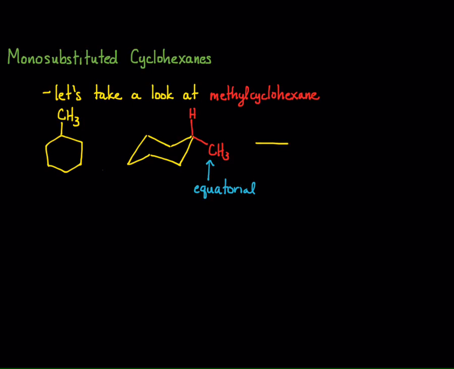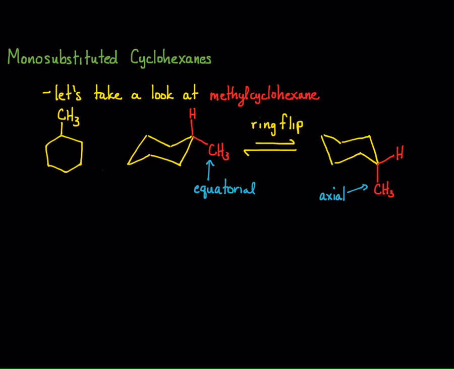Now, when we ring flip, what's going to happen? Remember, that carbon is going to go down, right? And so as you push that carbon down, now the methyl group goes axial and the hydrogen goes equatorial. So now we have an axial methyl group.